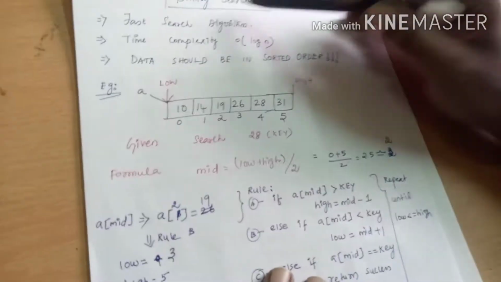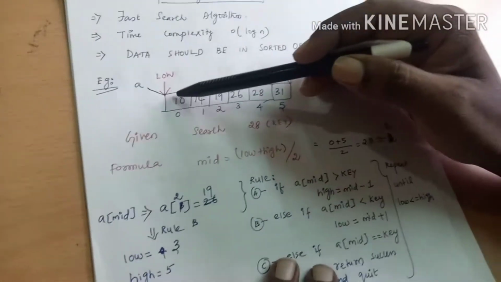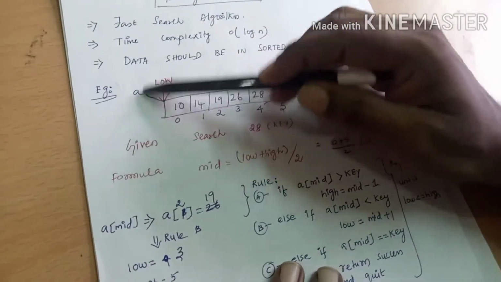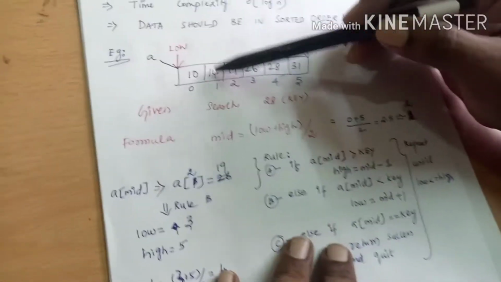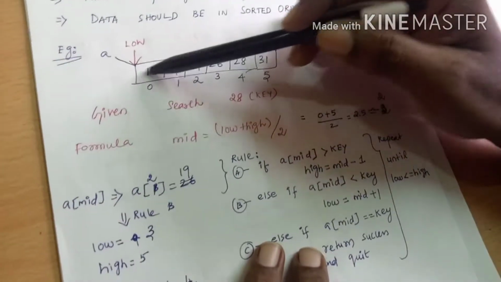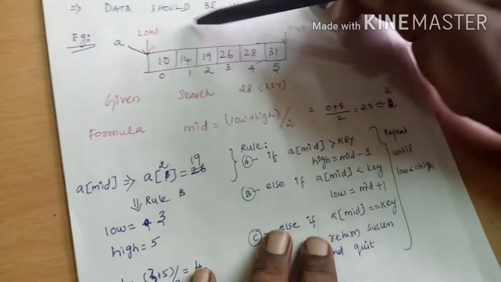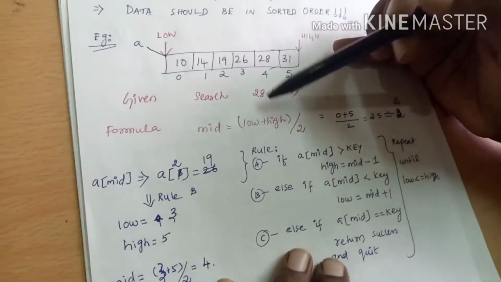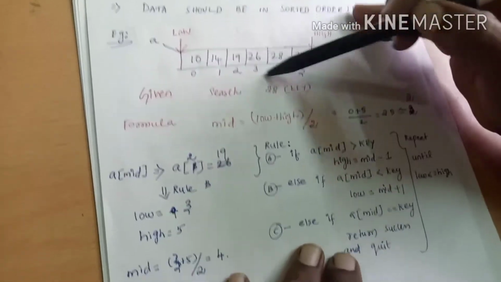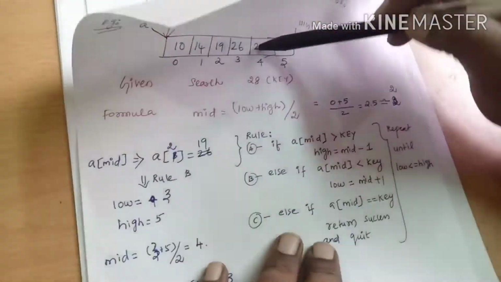Now let us explain the binary search algorithm with an example. Consider this array, let us call it A. We have 10, 14, 19, 26, 28 and 31. The elements are already in sorted order, so we can apply binary search to this particular data set. We want to search for element 28, that is, whether 28 is present in this list or not.